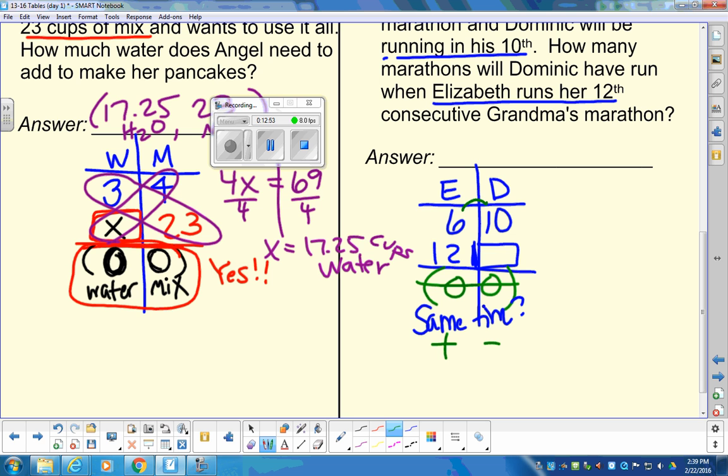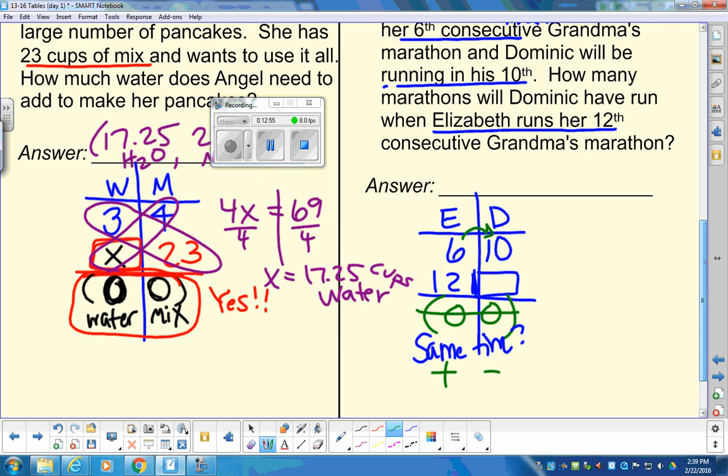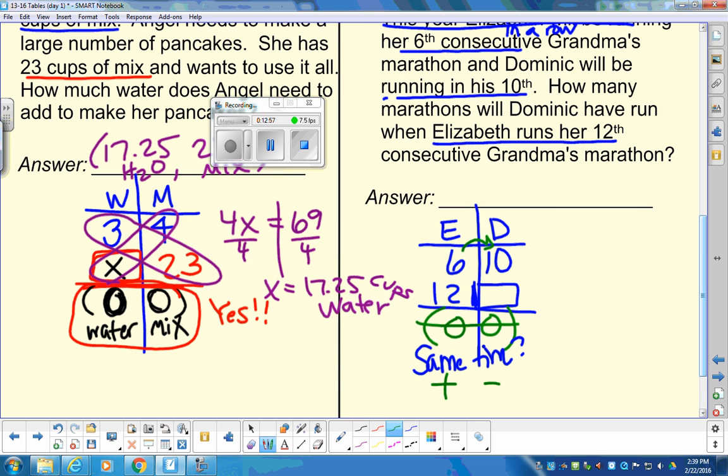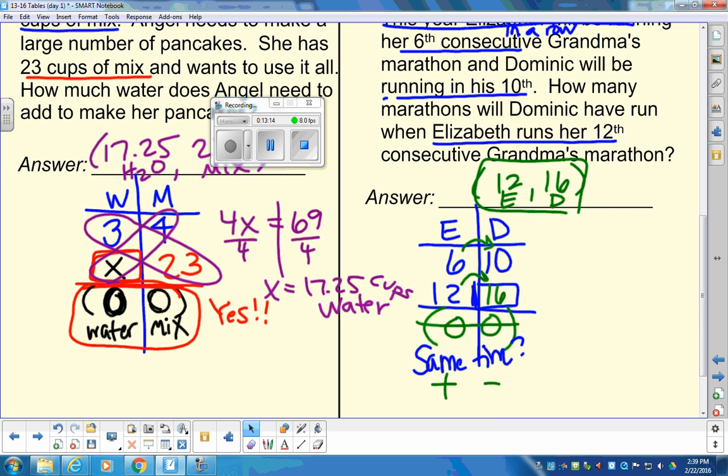It shows here that Dominic is always 4 marathons above Elizabeth. So when Dominic runs his 10th, Elizabeth is at her 6th. Therefore, when Elizabeth is at her 12th, Dominic is going to be running his 16th marathon. So we have this coordinate of 12, 16. When Elizabeth runs her 12th, Dominic will be running his 16th. That's our idea: you can't take cross products, so you have to add or subtract in the table.